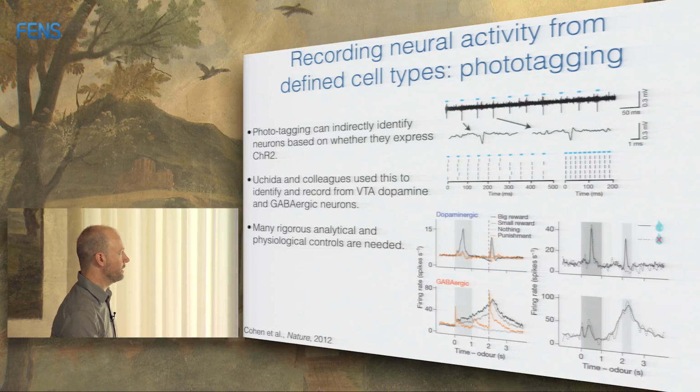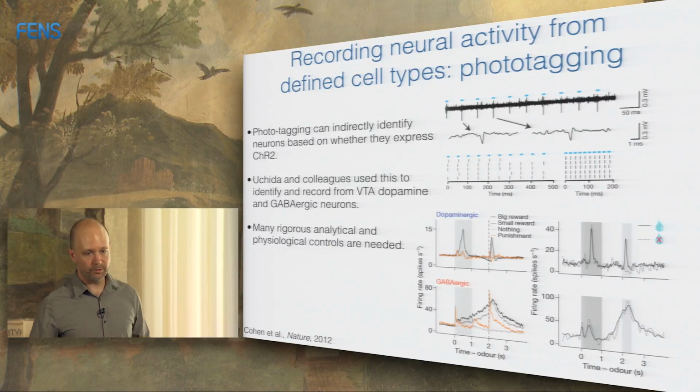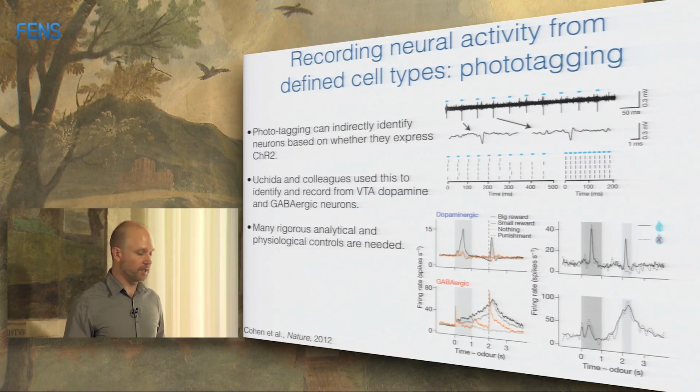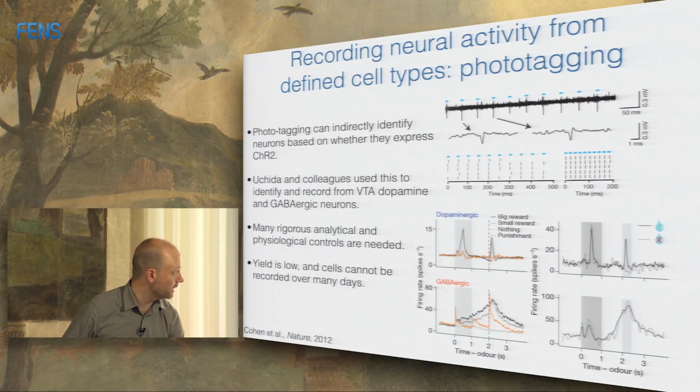Just a couple of things to point out. Because this is an indirect method of studying the encoding properties of particular cell types, a number of rigorous analytical and physiological controls are needed. You have to make sure that you really are detecting action potentials from the cells you're interested in, and that you're not seeing some sort of polysynaptic circuit effect, where you might be stimulating one cell but then very quickly seeing a response on a neighboring cell that you might be recording from. So it still is an indirect approach for really resolving cell types.